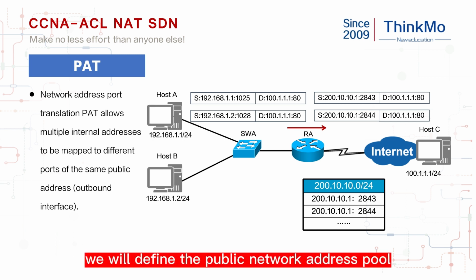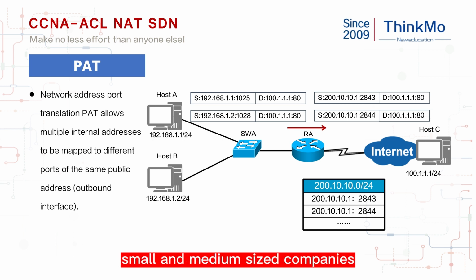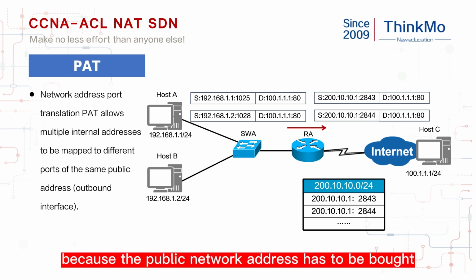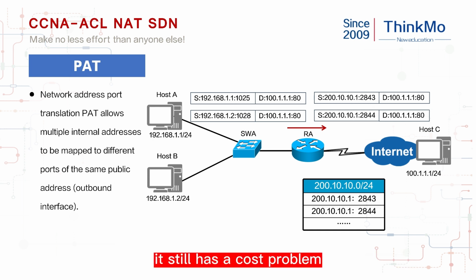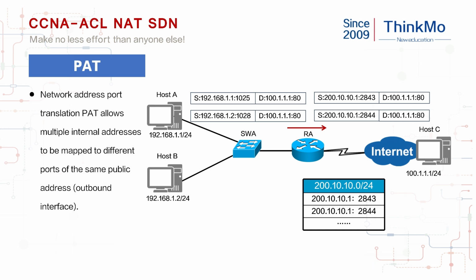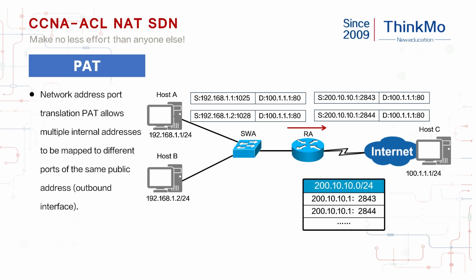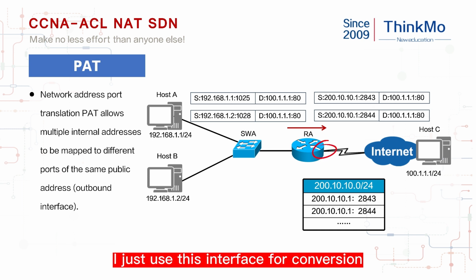So sometimes we will define the public network address pool. But for the vast majority of small and medium-sized companies, none of us do it this way, because the public network address has to be bought. It still has a cost problem. So what we use most now is, although there is no public network address pool, the router has a public network address. The outbound interface connected to the operator is a public network address. Then I will no longer define the public network address pool. I just use this interface for conversion.